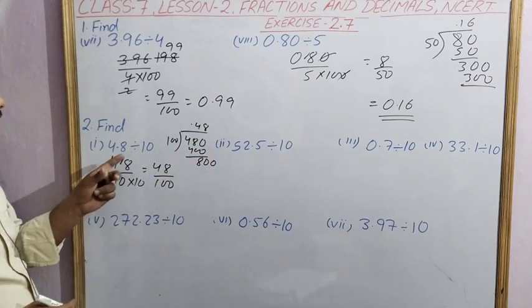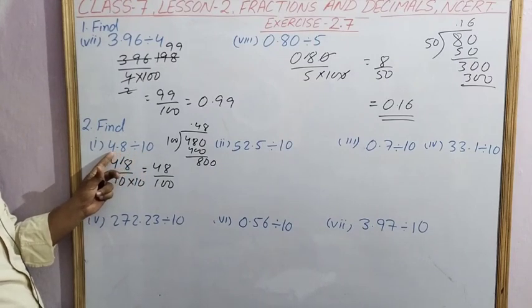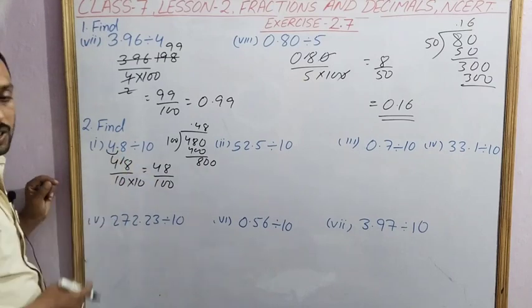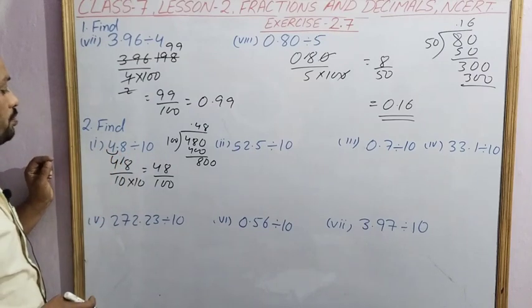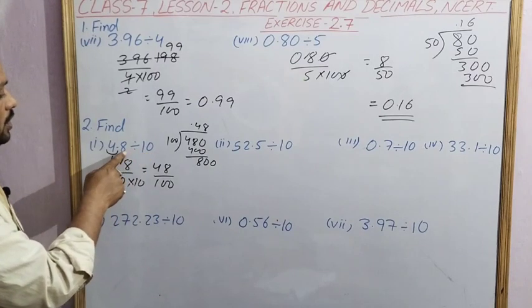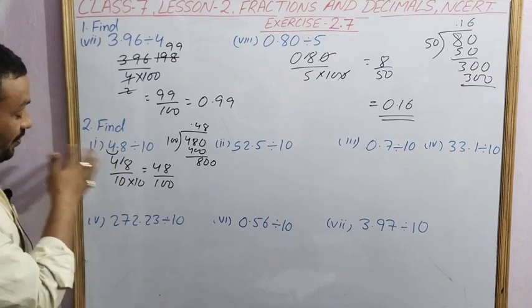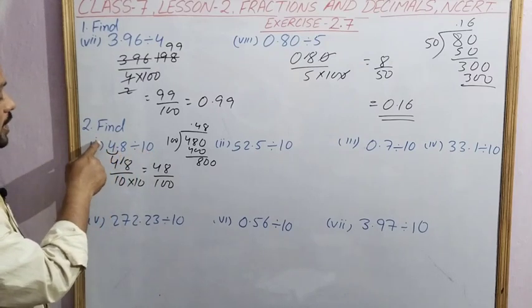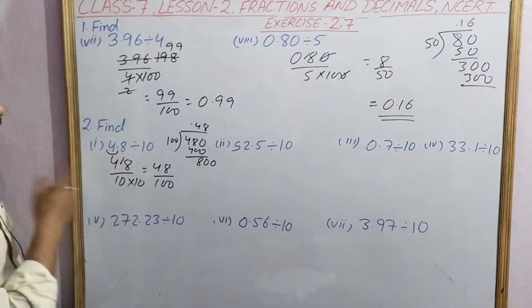What we have seen is, if you are dividing by 10, the decimal shifts 1 digit toward the left, moving from here to here. As many zeros as there are, it will shift that many digits. If the number of zeros is 1, the decimal shifts 1 digit toward the left. If it is 100, it shifts by 2 digits. If it is 1000, it shifts by 3 digits toward the left.